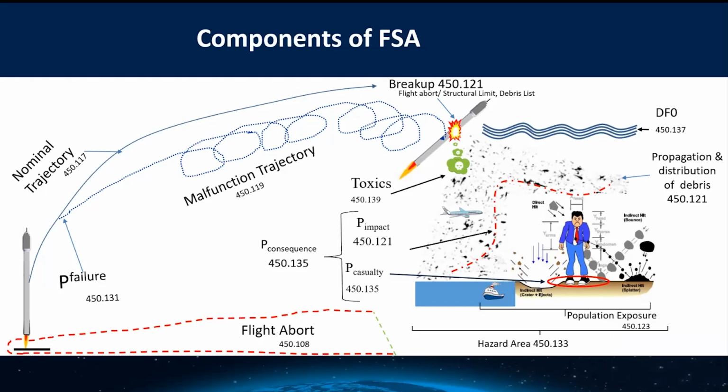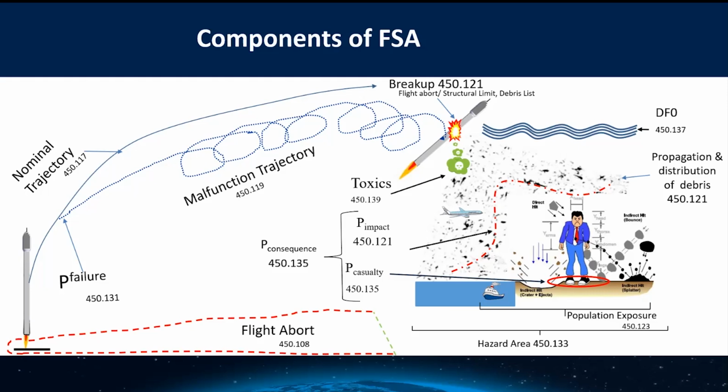Any deviations of the vehicle outside of the normal flight will be covered under 450.119 malfunction trajectory analysis, which estimates that deviation capability and attempts to capture those trajectories that may still be useful for the operation, and the behavior of those that are failures that are not capable of meeting mission objectives and may hazard population.